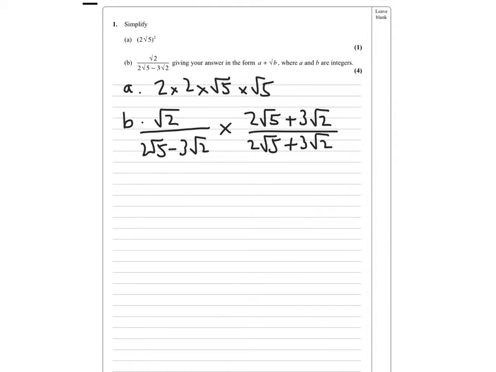There we go, and multiply out. Most of the roots will disappear and you'll be able to leave it in the form that they asked for, which is a plus b root something, where a and b are integers.